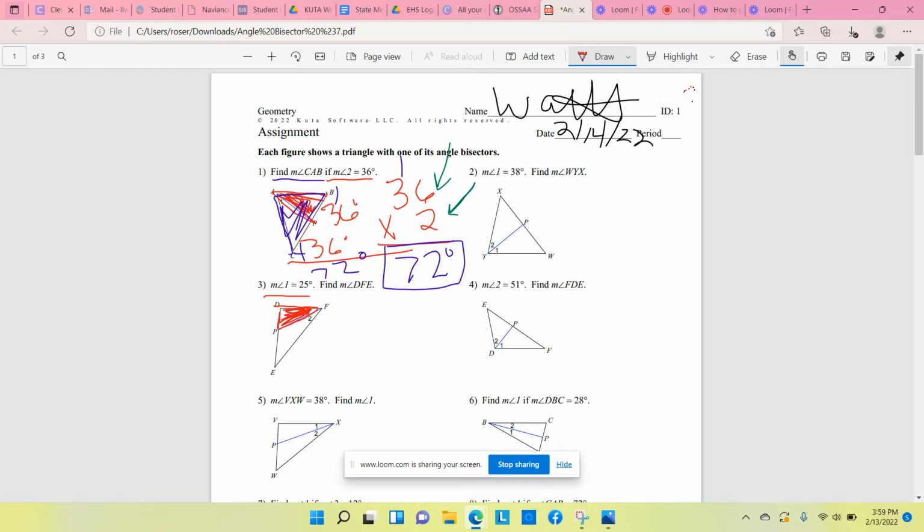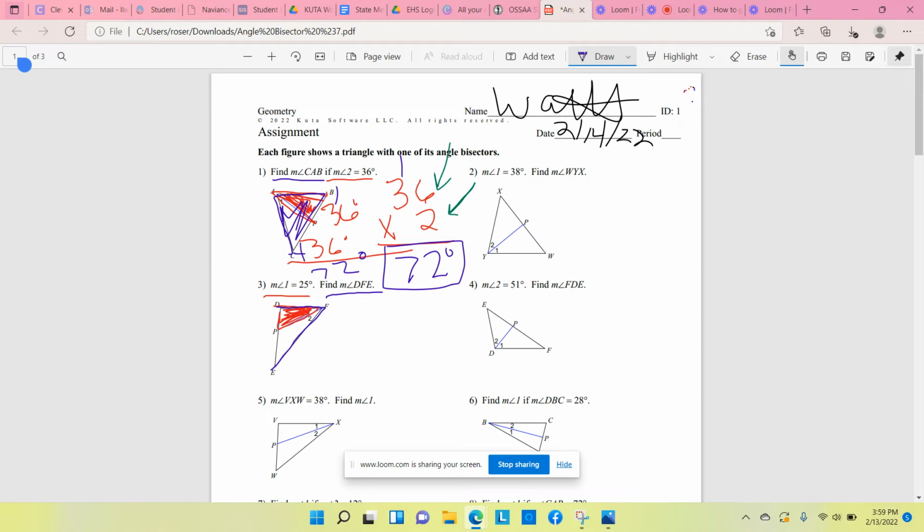Okay, now let's change colors to our second color. What does it want us to find? What are they asking for? It wants to find the measure of angle DFE. Let's find that DFE. Okay, is DFE the whole thing or just a part? It's the whole thing, right? We need to find the whole thing. What information did they give us? The measure of angle 1, they just gave us a part.